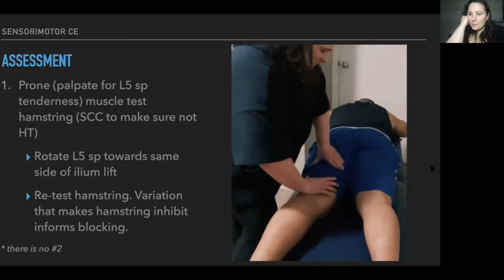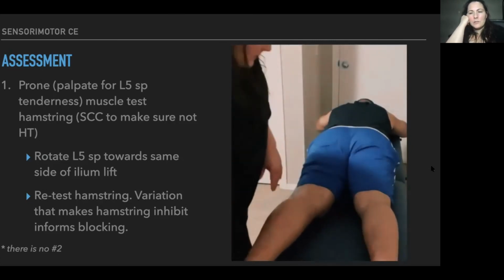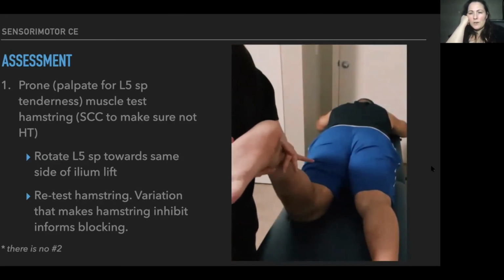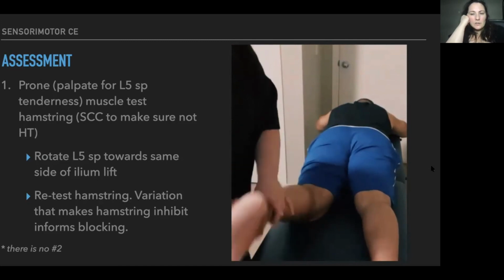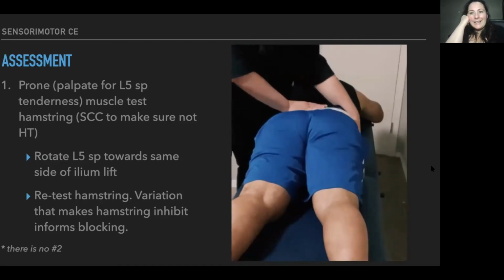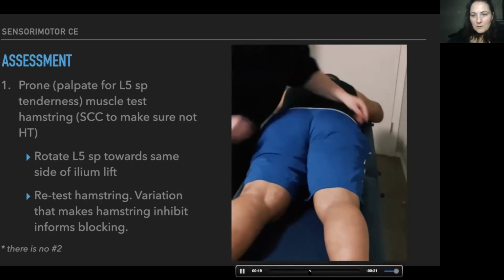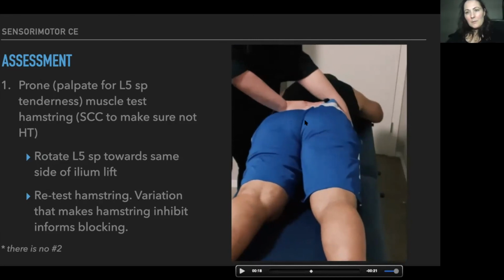I'm going to spindle cell compress that hamstring, and it looks a little bit more aggressive than it is. It's actually quite gentle, that spindle cell compression. And I'm just going to make sure it inhibits. And then here, let me show you this again. Here, I'm using my whole hand, but my thumb is actually tucked under there, and I'm pushing my thumb on the left side of the L5 spinous process, and I'm pushing that spinous process to the right side and pulling the right ilium up at the same time. So I'm kind of pulling them towards each other.